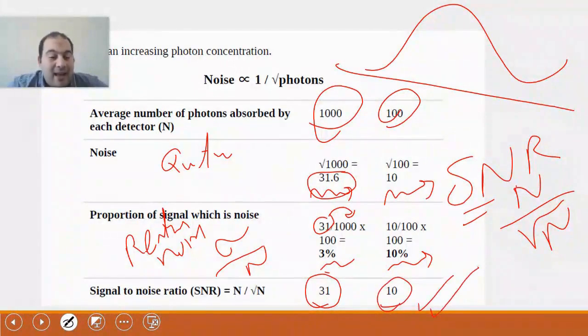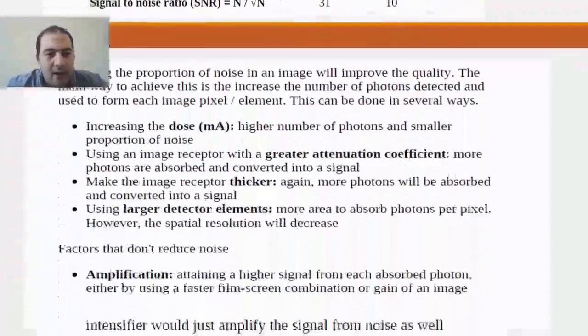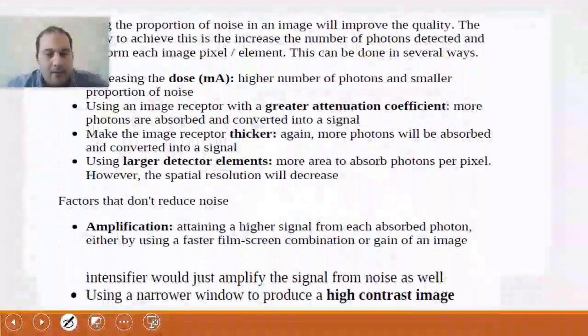So, an increase in the number of photons causes a decrease in relative noise, right? An increasing number of photons reduces relative noise and increases the signal to noise ratio, right, doctors? I think this part has confused a lot of people, and I hope I can help you understand, God willing.